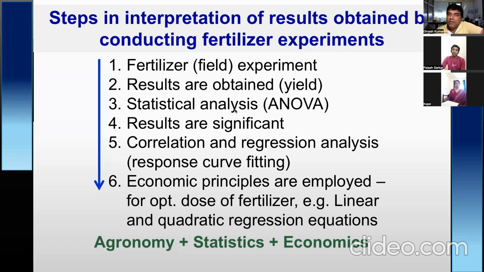In this case, if your calculated value is greater than the table value... Here in the F test, you have 2 degrees of freedom, one for the treatment, other for the error. Suppose for treatment, degree of freedom was 5, and for error, say 6. So at 5 and 6 degrees of freedom, you have 2 values, N1 and N2, and you can check at the 5% level.